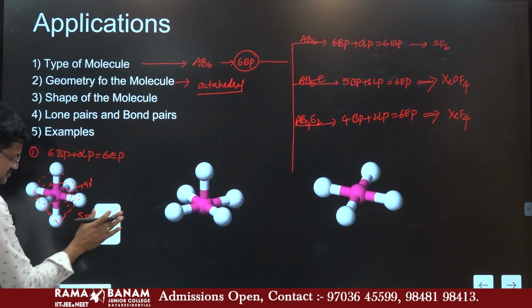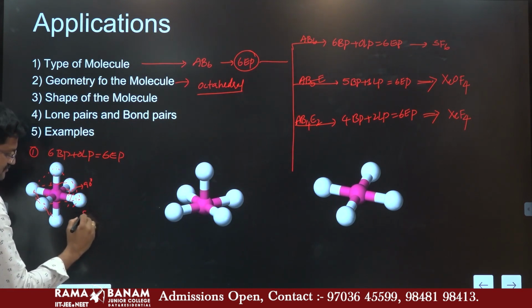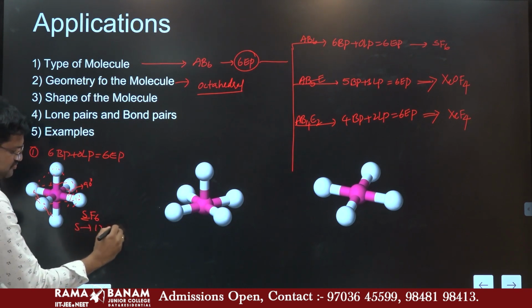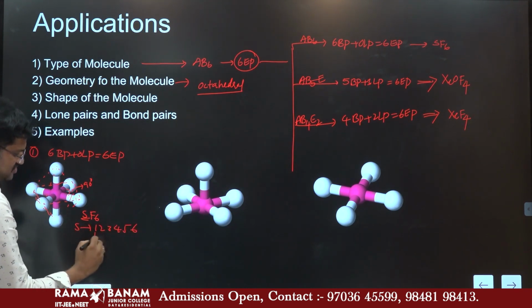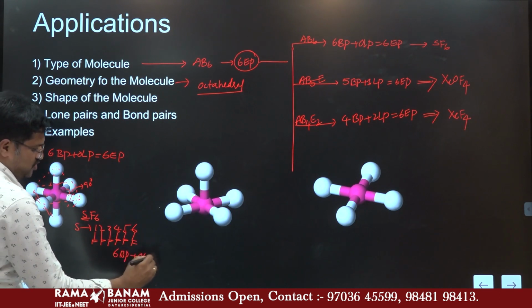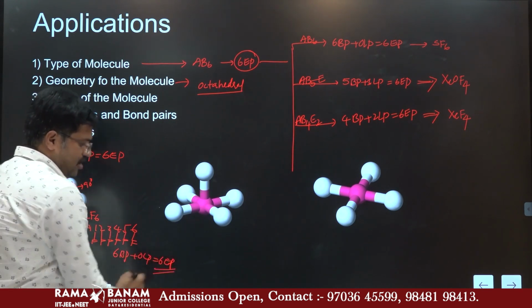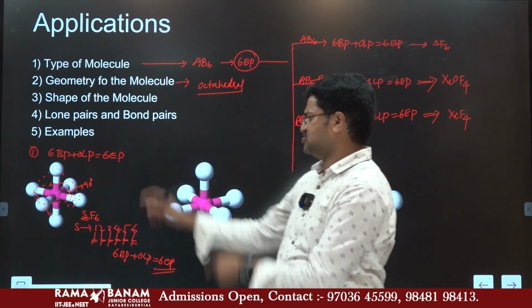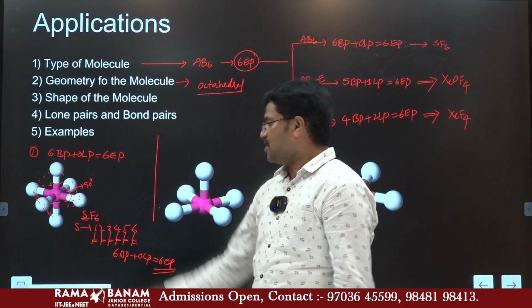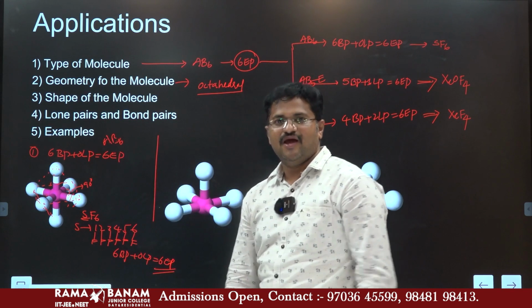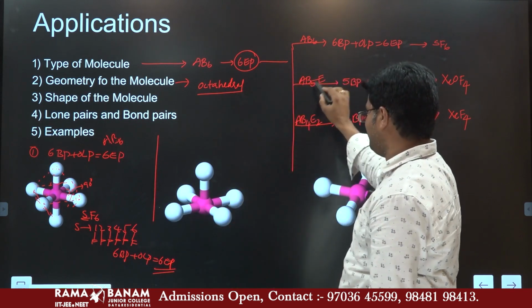In SF6, the sulfur atom acts as the central atom, which belongs to the 6th group. So 6 electrons in valence shell. Fluorine forms single bonds. So 6 bond pairs plus 0 lone pairs, totally 6 electron pairs. Out of 6 electron pairs, all 6 are bond pairs. The geometry is octahedral. This is the AB6 type molecule.